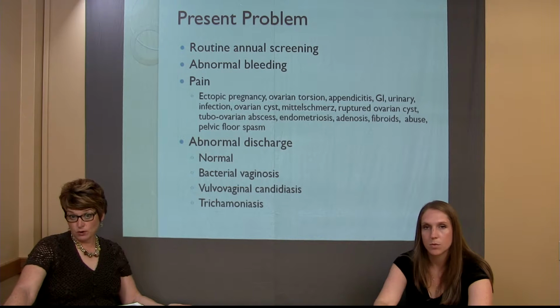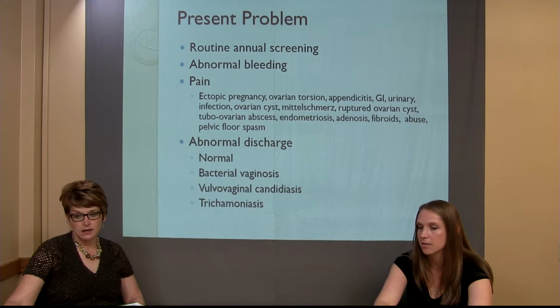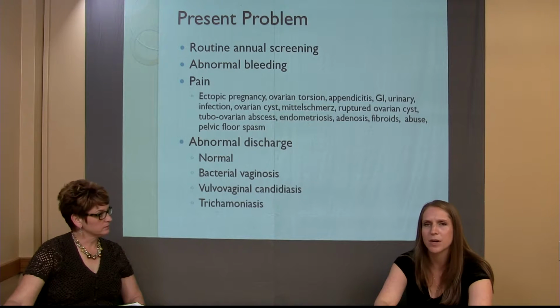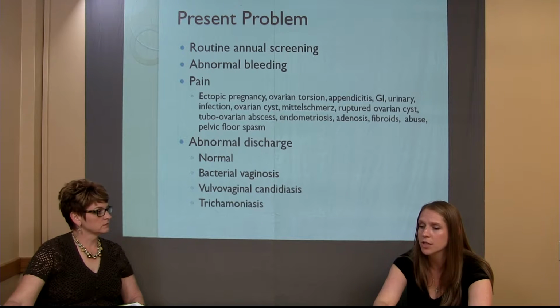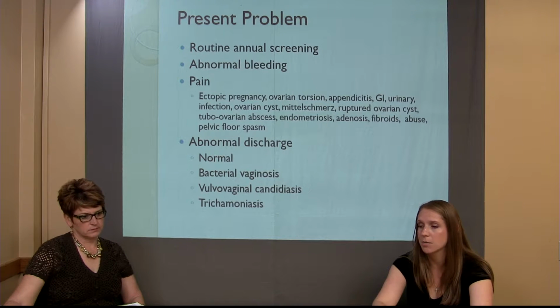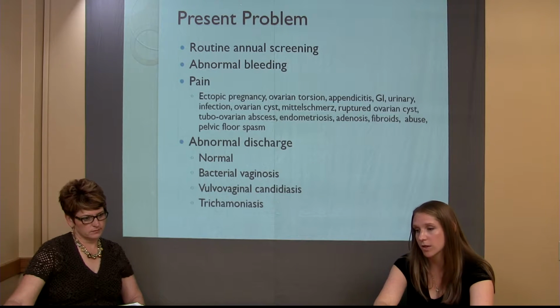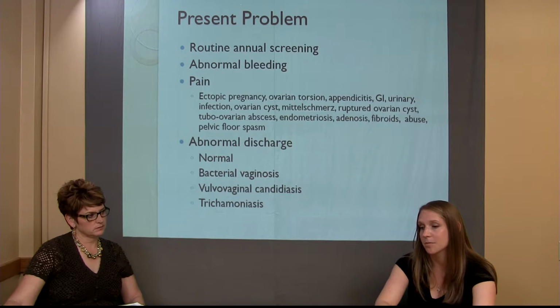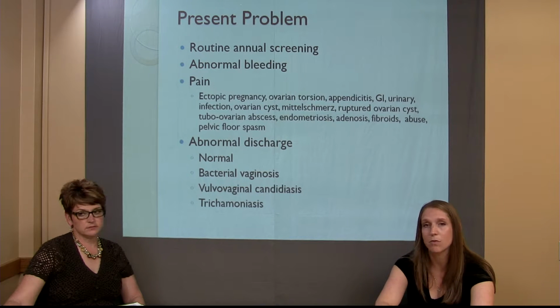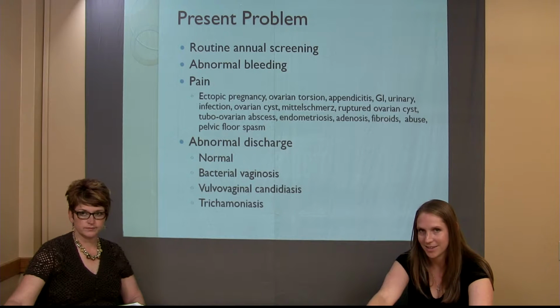Have they had some abnormal bleeding or abnormal discharge, some pain? So pain could be an ectopic pregnancy, it could be ovarian torsion, appendicitis, it could be a GI issue, otherwise urinary, ovarian cysts, mittelschmerz, which is the pain that's associated with ovulation, ruptured ovarian cyst. It could be an abscess, endometriosis, fibroids, abuse, or pelvic floor spasm. There's so many different things that can contribute to pain.